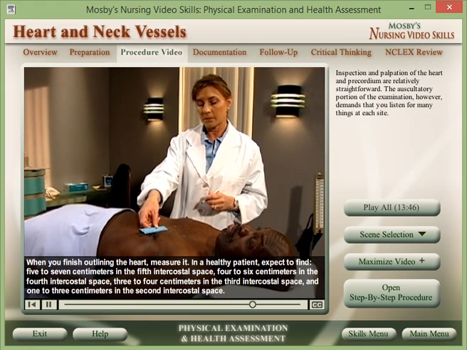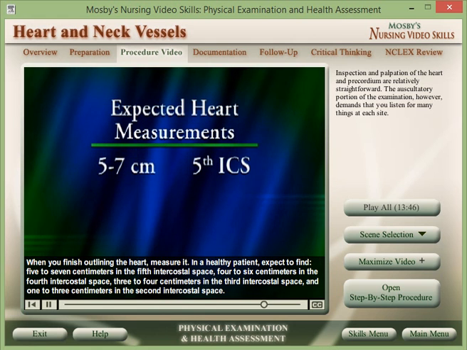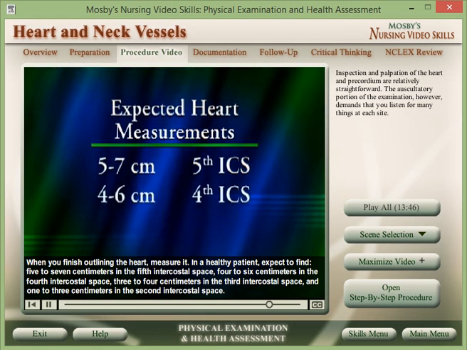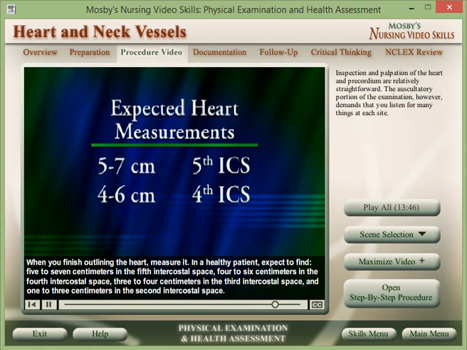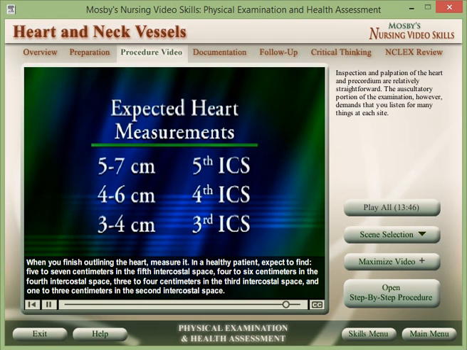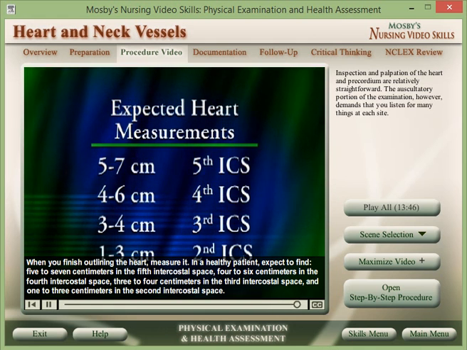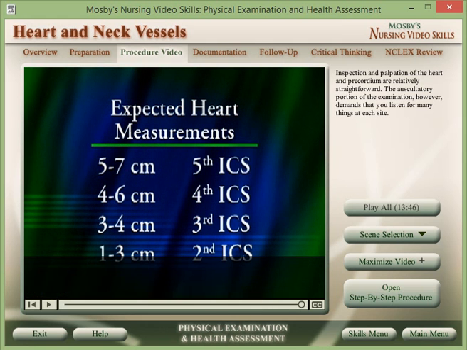In a healthy patient, expect to find 5 to 7 centimeters in the 5th intercostal space, 4 to 6 centimeters in the 4th intercostal space, 3 to 4 centimeters in the 3rd intercostal space, and 1 to 3 centimeters in the 2nd intercostal space.